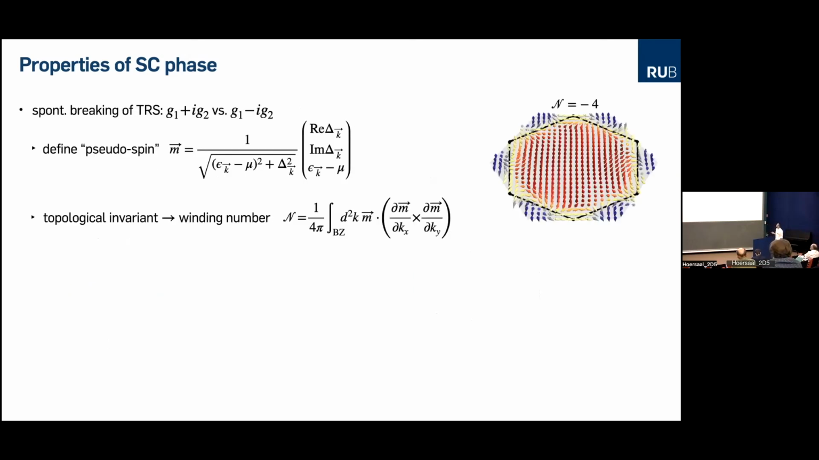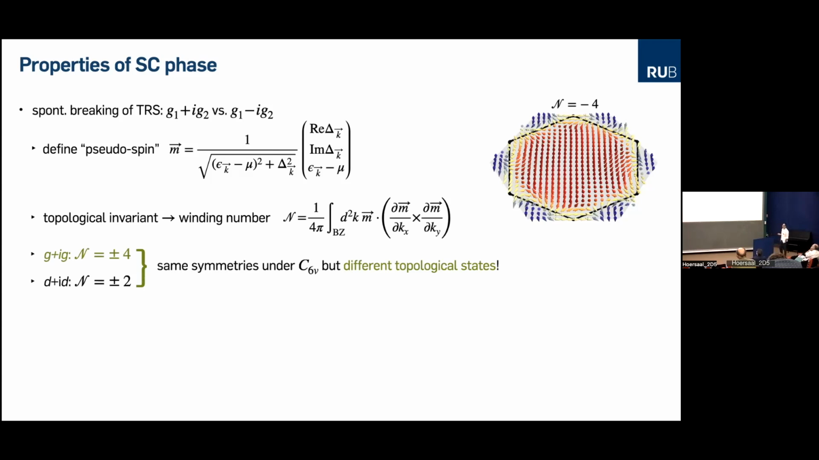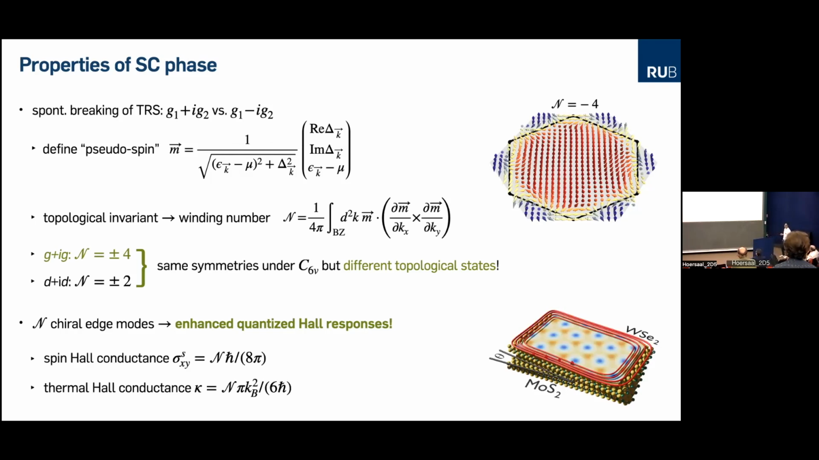So to quantify this a little bit further, what you basically can do is you can use this G plus iG superconducting gap to define a pseudospin vector, and from that construct a topological winding number, which gives you this topological invariant. And if you compare now the G plus iG state with the D plus iD state, you will find that this topological invariant is plus or minus 4 instead of being plus or minus 2. So despite having the same symmetries under this C6V point group, we have to deal with two topologically different states. And that reflects in the number of edge modes, which are given by this topological winding number. And if you look how this number of edge modes goes into the spin Hall or the thermal Hall conductance, you will find this is a multiplicative factor. So that means if we really have this G plus iG superconducting state, then we get enhanced quantized Hall responses as compared to at least the more conventional, unconventional D-wave chiral superconductivity.